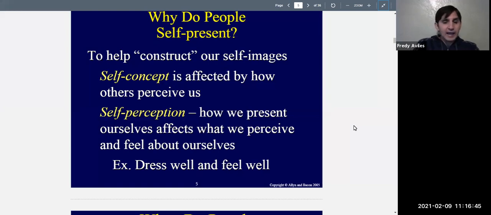The way you behave, the way you dress, all those things affect what you think about yourself and how you feel. So you can dress well and feel well. Something's been said about that: when you dress up to look good, you also feel good, okay? Yes, what you do doesn't just affect what people think about you, it also affects what you think of yourself. So we self-present all the time, some of us more than others, okay? Not just for others, but also for ourselves.